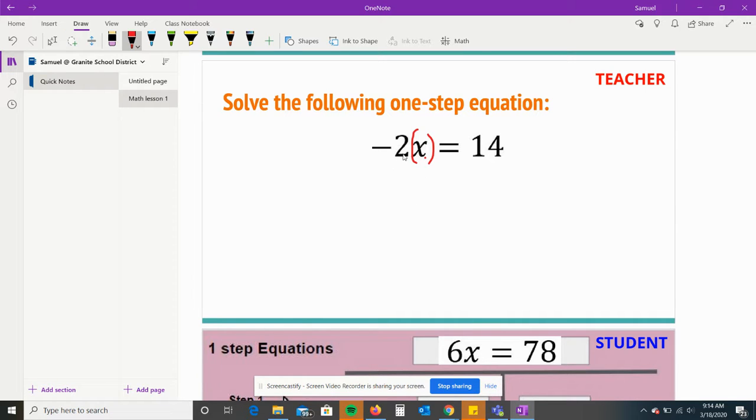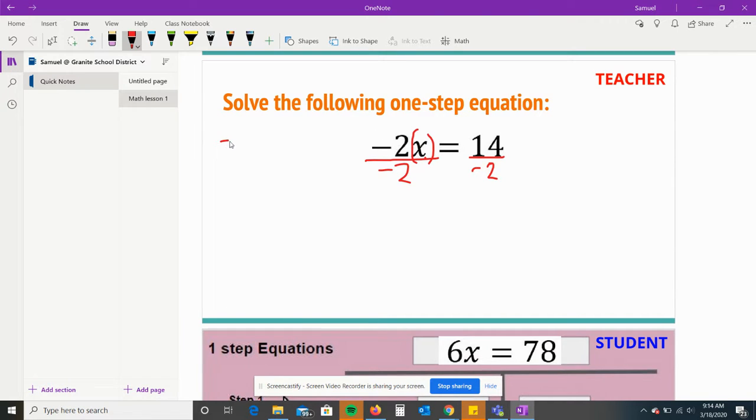So what's the opposite of multiplying by negative 2? Well, dividing by negative 2. It's the opposite of multiplying by negative 2 is dividing by negative 2. If I do that to this left side, I then need to do it to this right side as well. Divide both sides by negative 2. That's my dividing lines. Negative 2 on both sides. Negative 2 over negative 2.